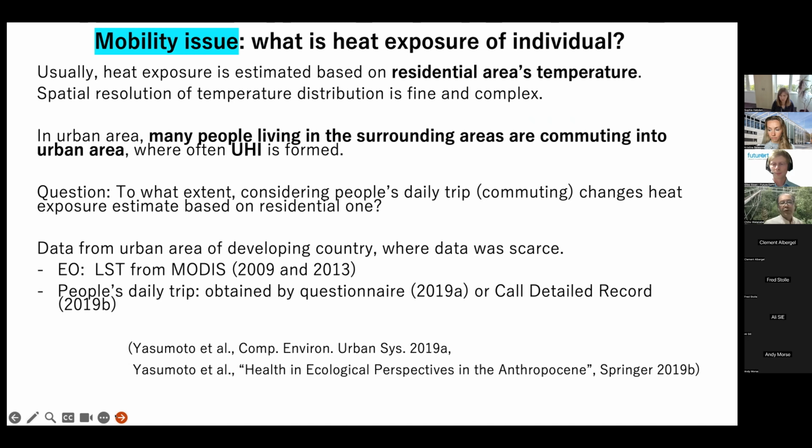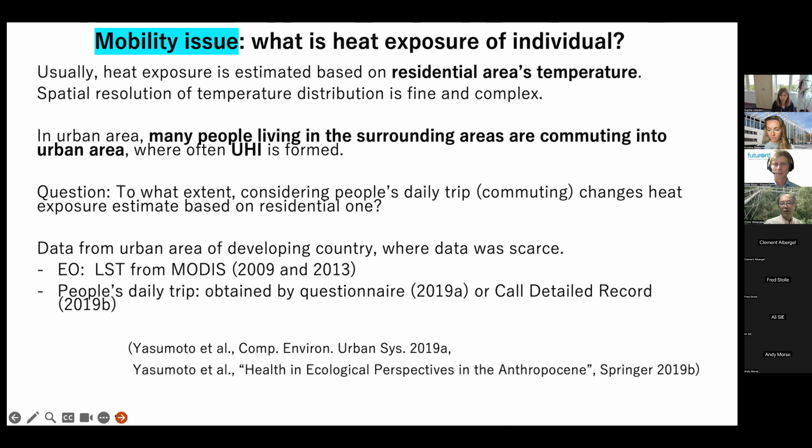Usually, heat exposure is estimated based on the residential area's temperature, regardless of whether ground data or satellite-observed data is used. But in urban areas especially, many people living in the surrounding areas are commuting to the center of the urban area.